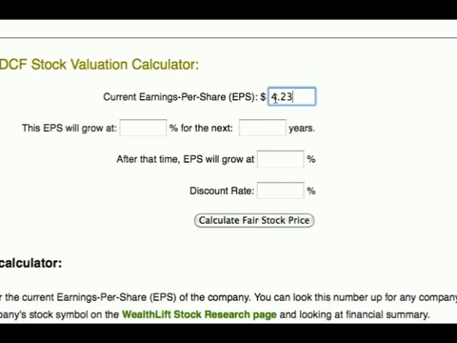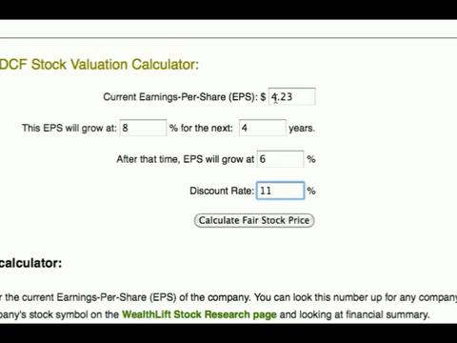Then enter the percentage growth rate at which you think the company will grow their profits in the next few years. Also, enter the number of years you think the company will be able to grow earnings at this rate. Then, enter the rate at which you think the company will grow its earnings after that time. Enter a discount rate. If you're not sure what to put here, 11% is a good start.